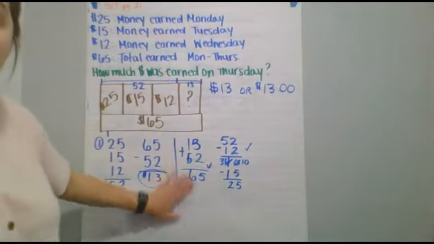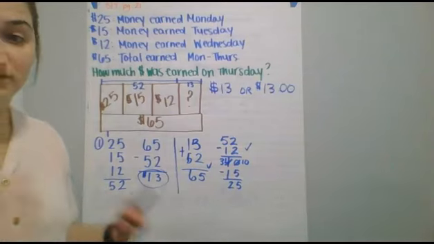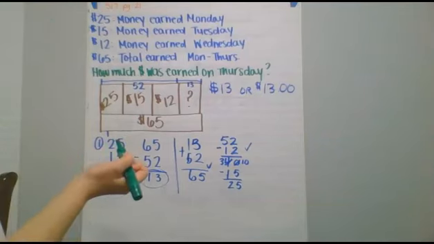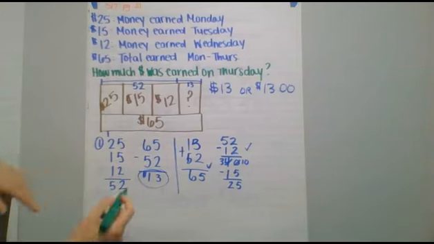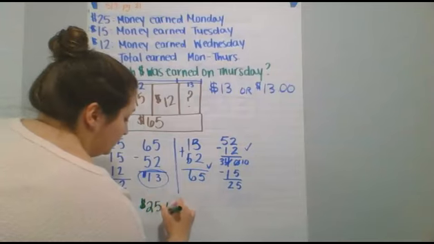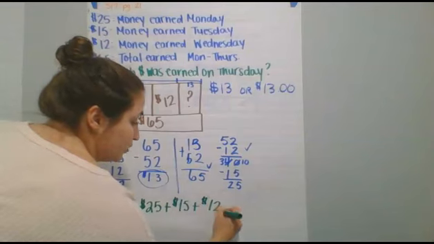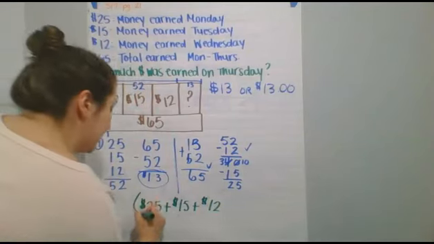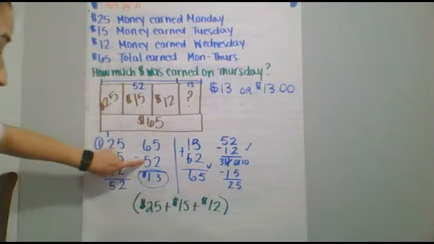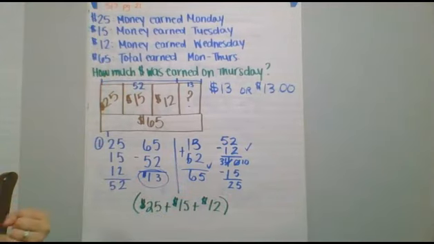And then for my number sentence or my equation that matches my work, I'm going to have to do a little bit of extra work here. So what I'm going to do is I'm going to start by writing out these 3 numbers. So I had $25 plus $15 plus $12. So we added those 3 numbers together. Once I got my answer for this, which was 52, I subtracted 52 from 65.